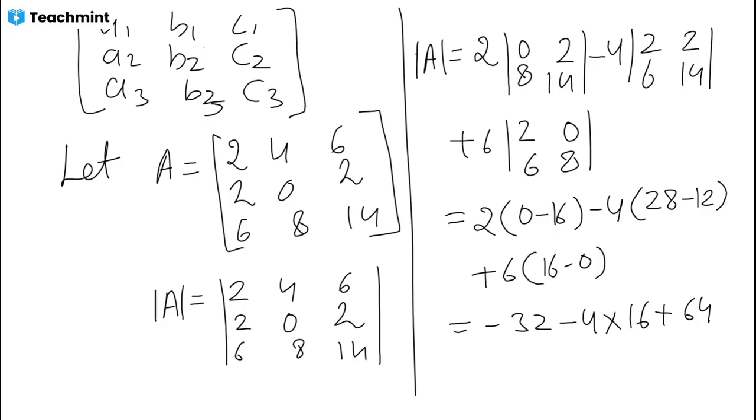Let me check if I made a mistake. 2, 4, 6, 2 into 6, 18. So 2 minus and minus 4, 28 minus 12 plus 6. Okay, not 64. Obviously, when we add these values, we get 96 plus and minus, so we have 0. So the determinant of this given matrix is 0 of 3 by 3. So now we need to reduce it into 2 by 2.